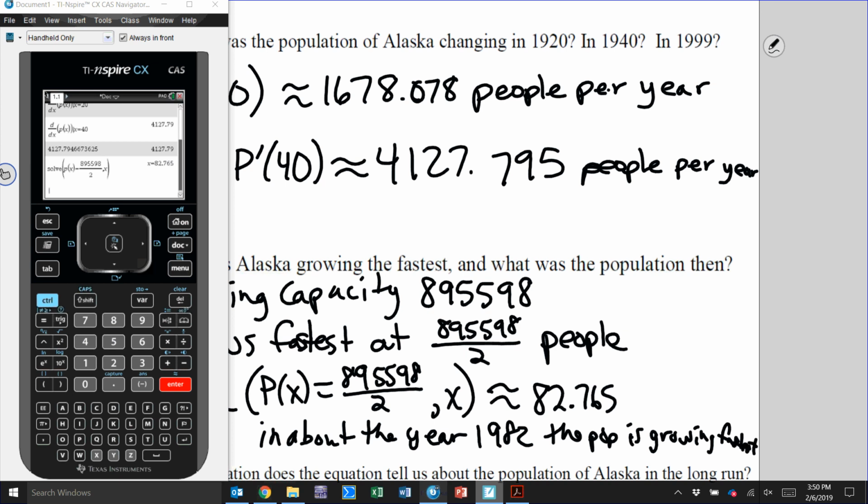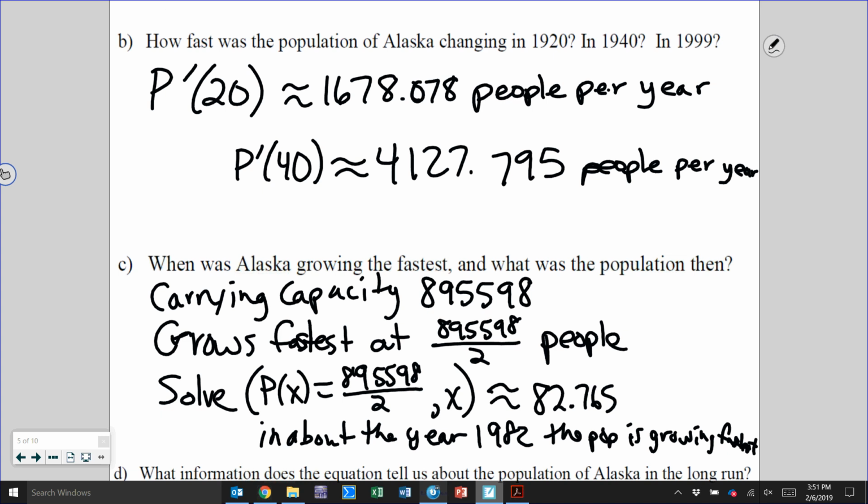Okay, so that's what I found. And then what was the population then would mean, again, I would just do P of 82 if you're using 82, and then I find the answer, and it's about 438,961. Okay, so again, storing, huge help. Storing that in there, very, very big help. So now let's get to the bottom there.